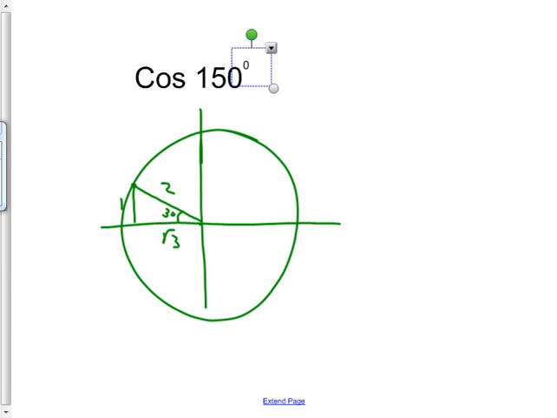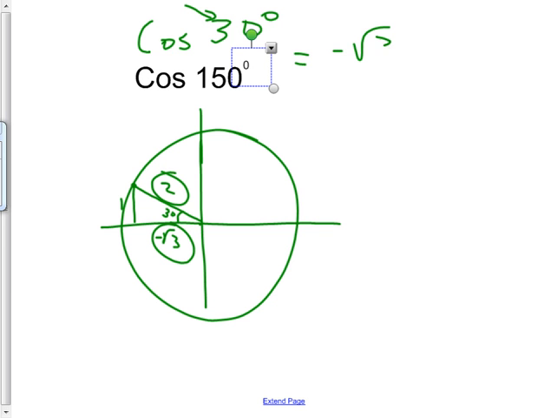So back to this. Cosine of 150 is the same as cosine of 30. I can substitute the reference angle. So cosine now is adjacent over hypotenuse. And is that positive or negative? Negative. So it's negative root 3 over 2. That's the answer. Notice I did not ever use a calculator. I used my knowledge of 30, 60, 90 triangles to answer that one.